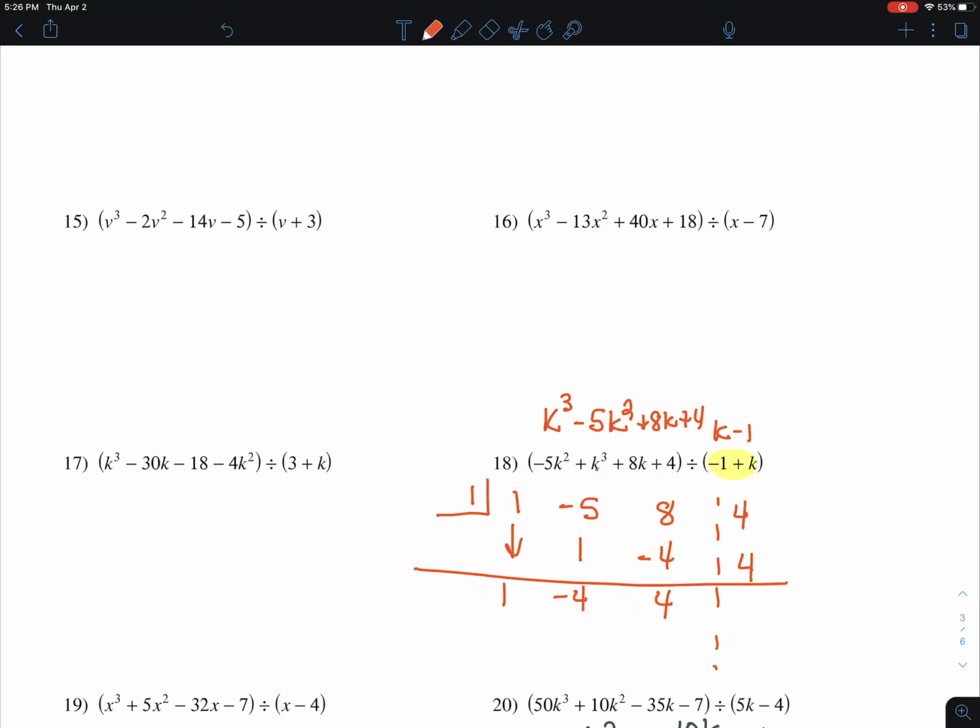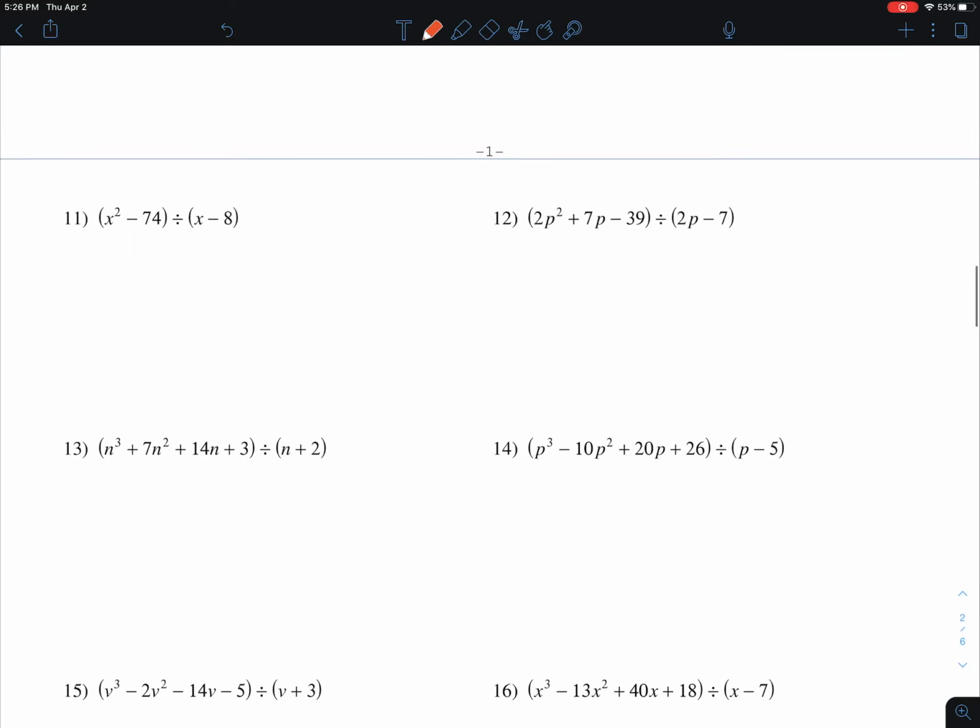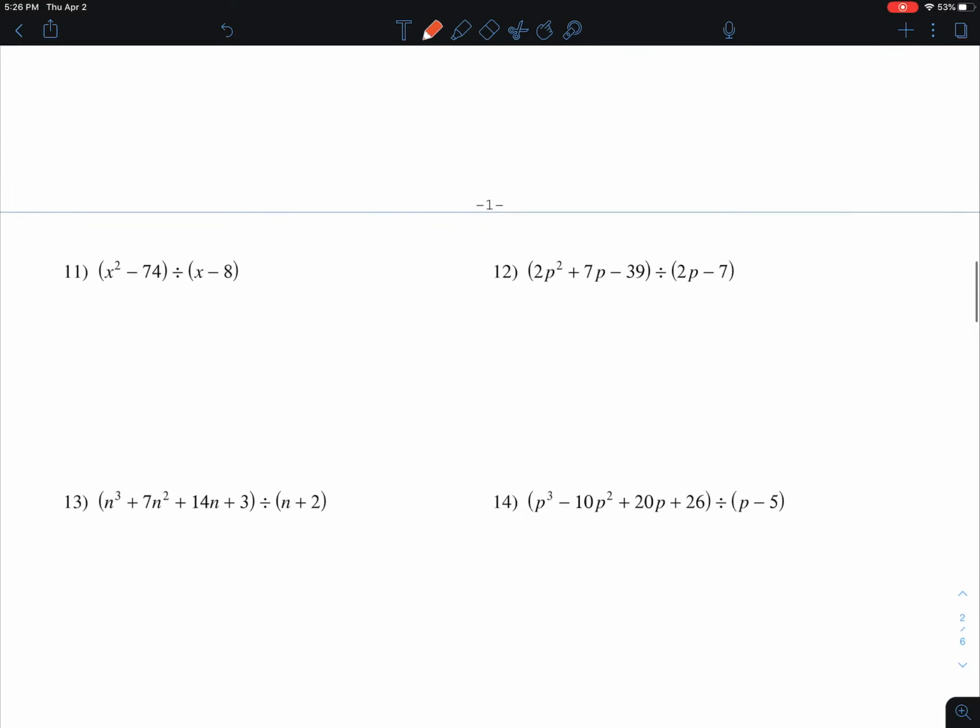Oh, and hey, look. No, that's 8. I thought we were going to get a remainder of 0, but we didn't. So it's the exact same way. We just had to do it a couple more times, but it's the exact same thing. And so we get k squared minus 4k plus 4 plus 8 over k minus 1. Okay? Easy peasy. Let's do one where they dropped a term.